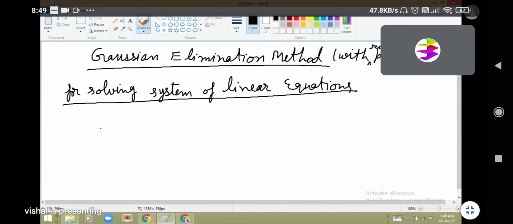What is a system of linear equations? Can anybody tell? Acha, system of linear equations. Can you tell me an example of a system of linear equations?